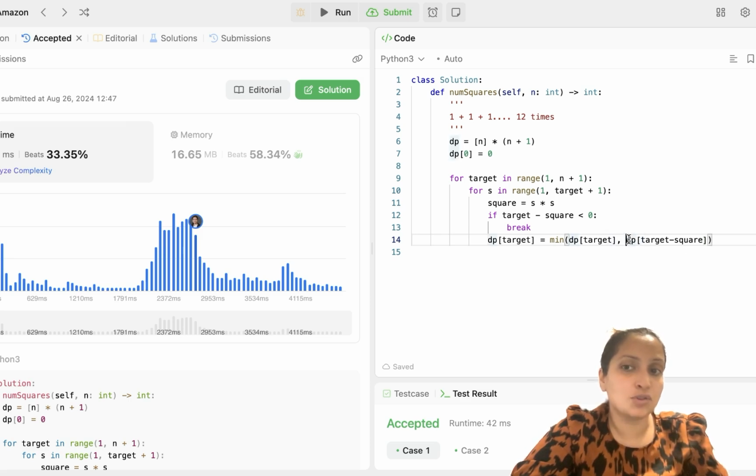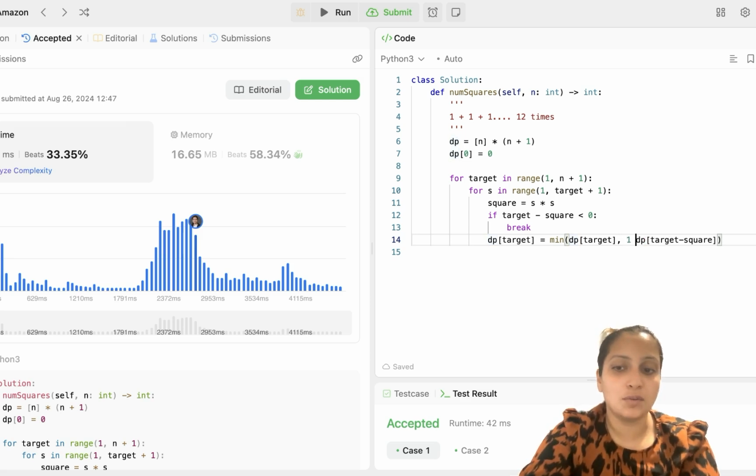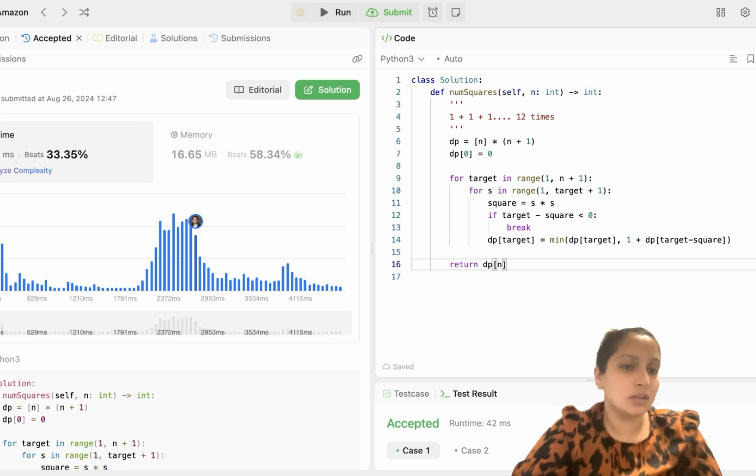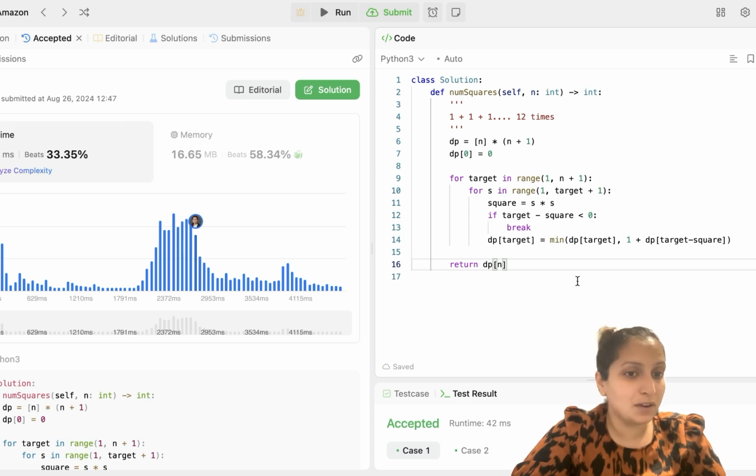But you also should not forget that you used 1 square just now. You used a 4 just now when you did 12 minus 4. So you have to add a 1 here. So basically your DP12 would be minimum of DP12 and 1 plus DP8. That's your entire solution. After that, you just need to return DP n, which is your answer required: how many perfect squares are needed to reach n? And this is your dynamic programming bottom-up approach.